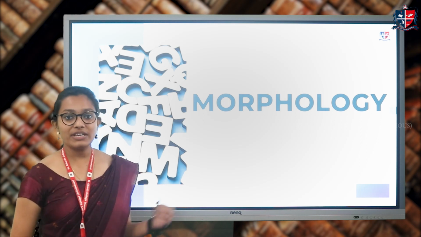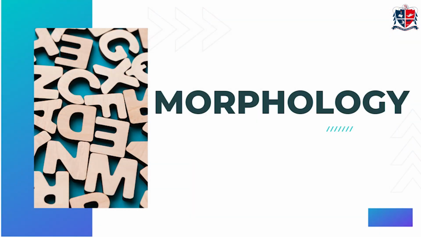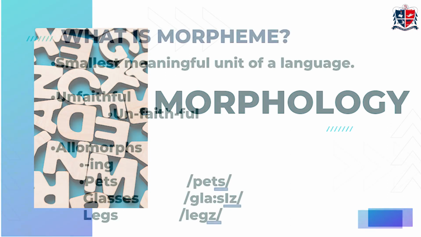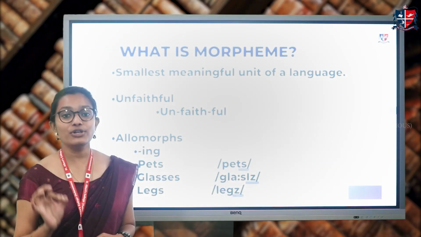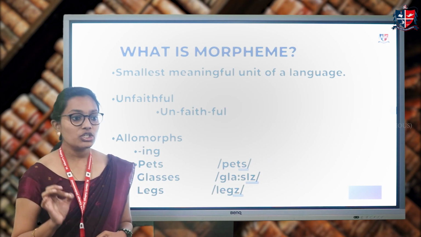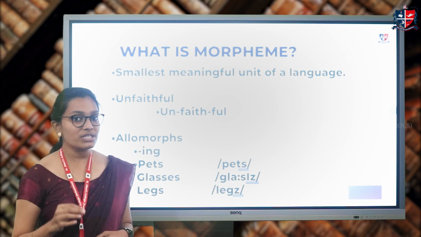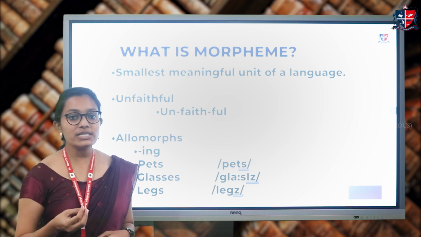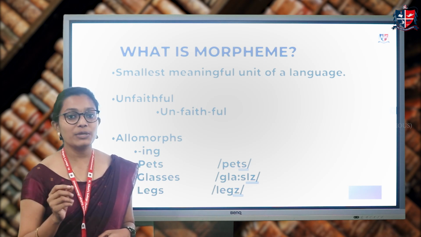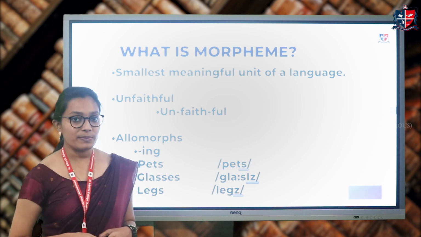So in this session we are going to deal with morphology. So let's see what is morphology. Morphology means the study of morphemes. Morphemes means it's the smallest meaningful unit of a language. Not only meaningful units of a language, but some linguists say that recurrently occurring groups of sounds also can be categorized under morphemes.